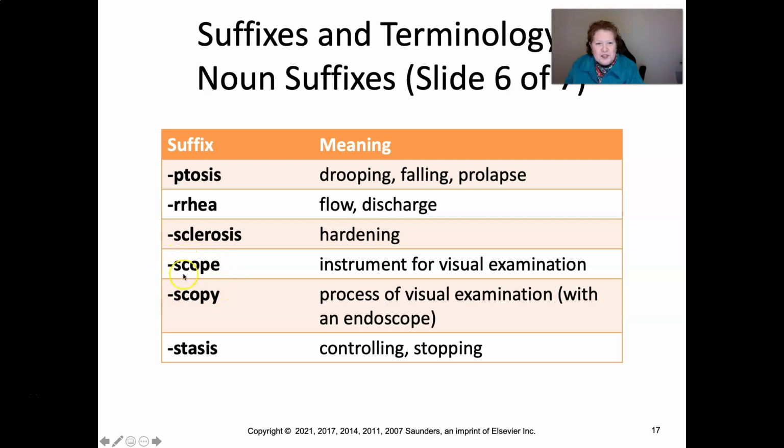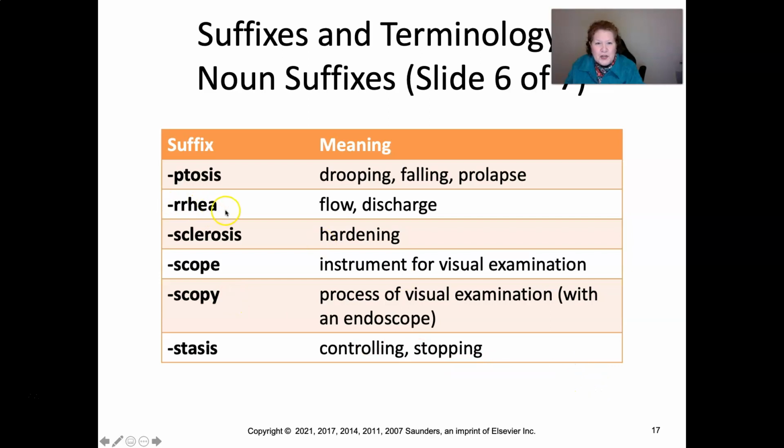Notice the difference between scope and scopy. Scope is an instrument. Scopy is visual examination. So scope, if you're talking about a laparoscope, endoscope, those are the instruments that are used for visual examination. Scopy is the process. You're using the scope, but it's the process of actually doing the visual examination. So you might want to pay attention to that.